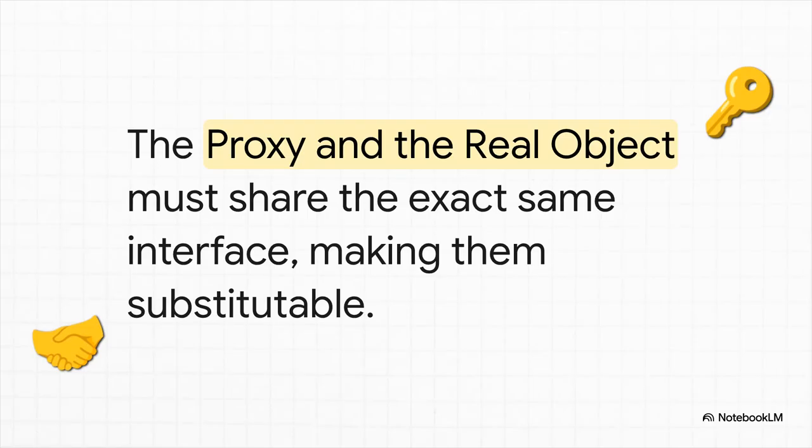Now, here's the absolute magic trick that makes this whole thing work, and it's a key idea from the legendary Gang of Four book on design patterns. The proxy has to look and act exactly like the real object. It has to be perfectly substitutable. This means your client code doesn't have to change one bit. It just keeps talking to the same interface, completely clueless about the complex stuff happening behind the curtain.